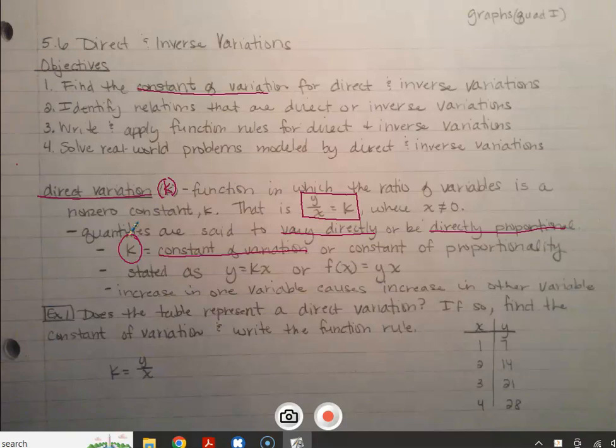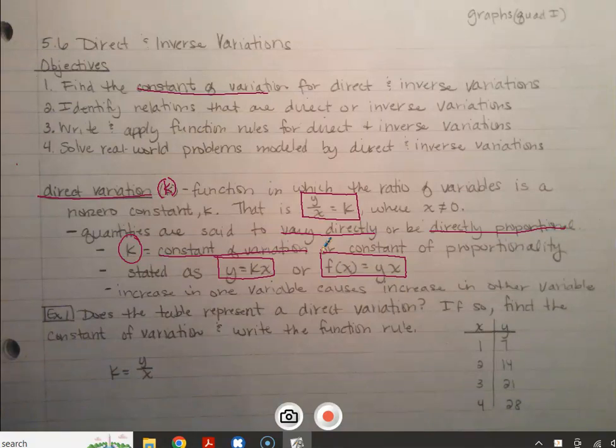So we can state these functions as y equals k times x, or we can write it as a function instead of a y: f of x equals k times x. One more thing about direct variations: an increase in one variable causes an increase in the other variable. Always, always, always.